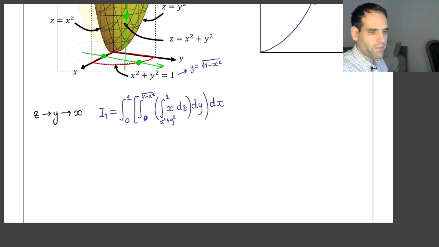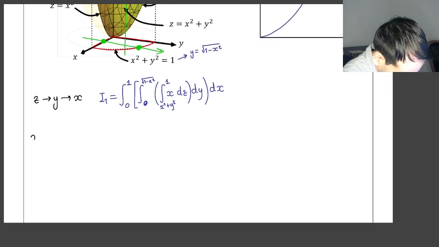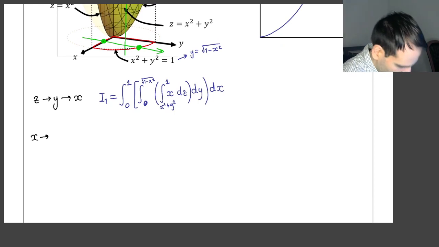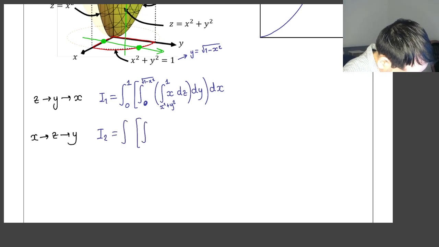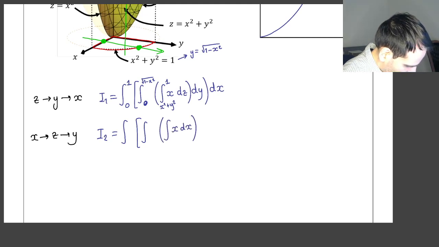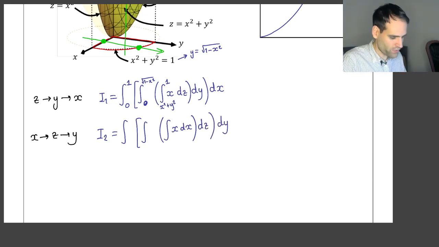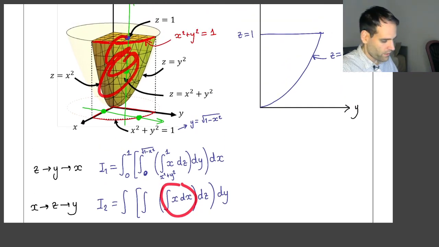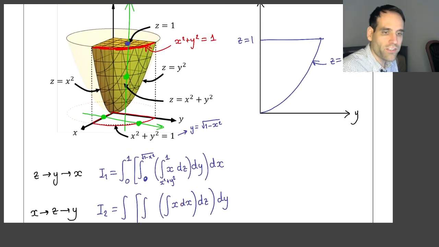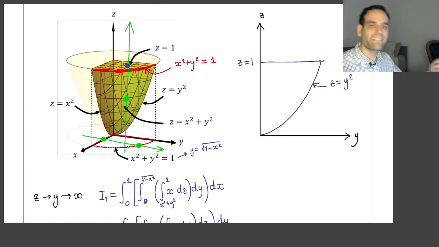Now let me see what happens if I choose first integrating along x, then integrating along z, and then integrating along y. And let me call this I2. So first integrating along x, then integrating along z, and then integrating along y. Okay, so we start with our volume. In the inner integral, we start with our volume. We're integrating along x. So now we draw a line in the x direction.